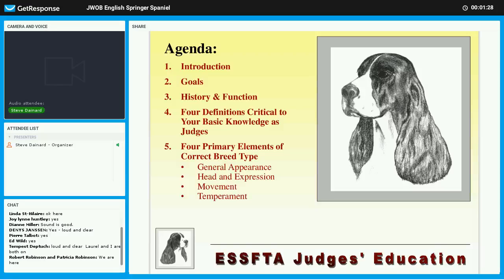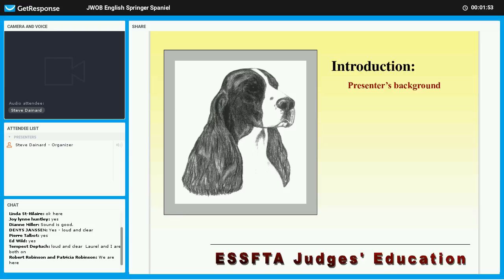So our brief agenda for this evening is an introduction by myself, what our goals are, a little bit about the history and the function of the breed, and basic definitions that are critical to understanding and evaluating not only an English Springer Spaniel, but judging in general. And then we'll get into the correct elements for English Springer Spaniel breed type.